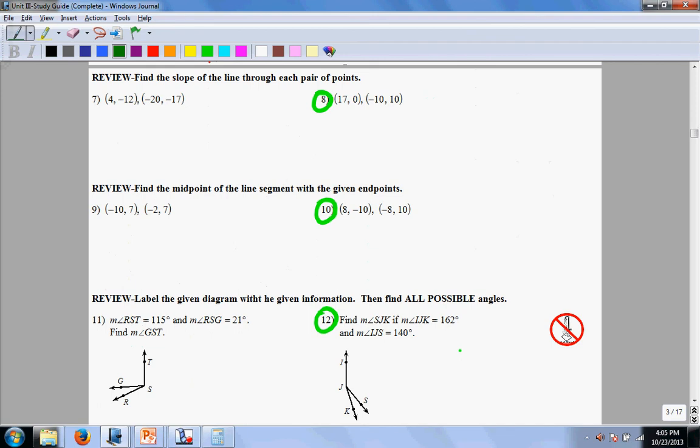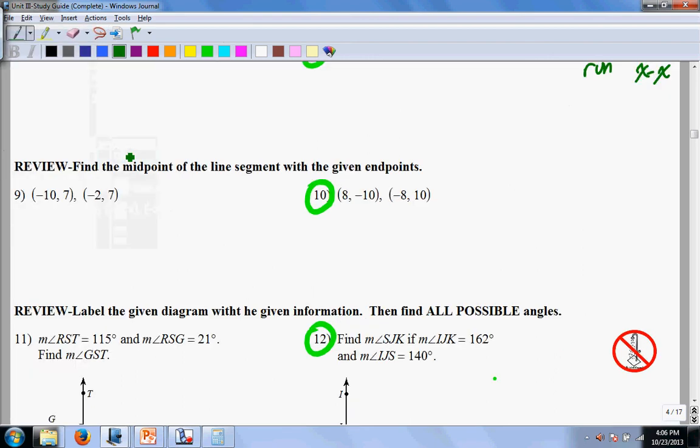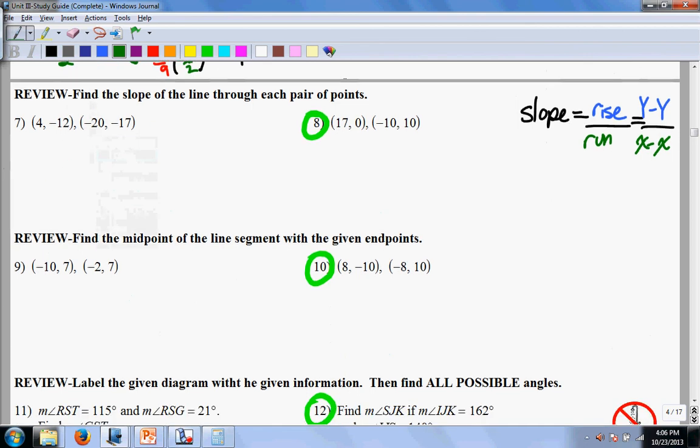Okay, next one, slope and midpoint. Slope, put this in the margin, you need to have this memorized, equals rise over run. And to find the rise, you subtract the y's. So it's y minus y over x minus x. Rise, wise. Rise, wise. So you're going to do y minus y over x minus x. That's slope.